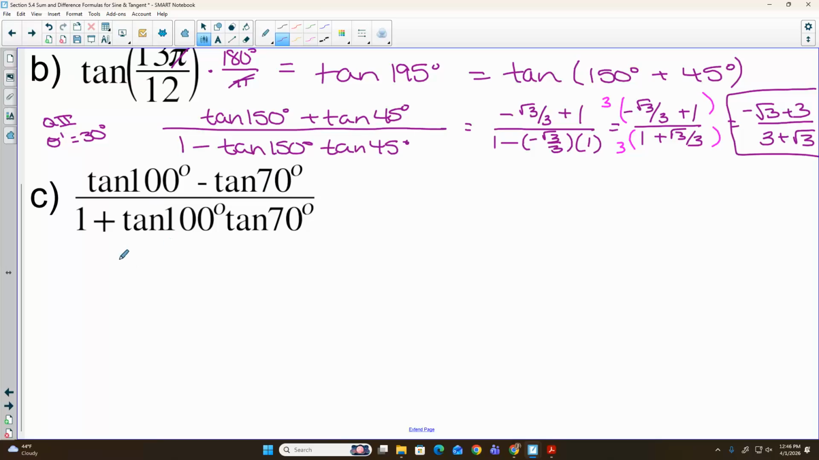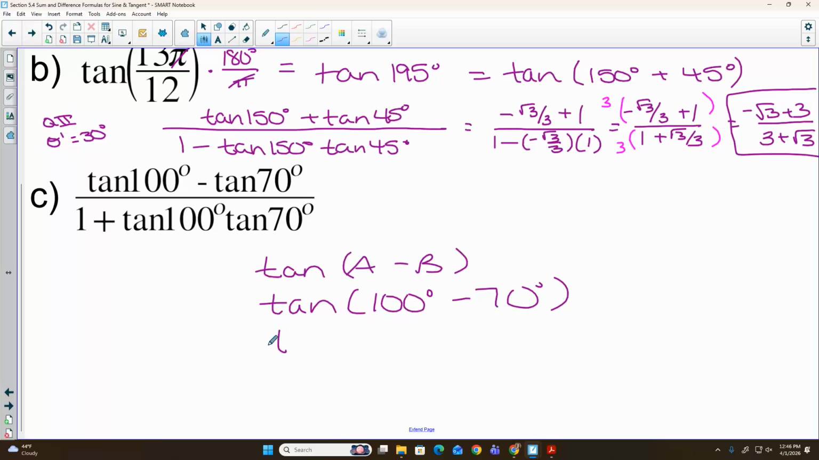Tangent minus tangent over 1 plus tangent times tangent. What formula does that look like? So what's my A? My B? 100 minus 70 is 30, and tangent of 30 is?